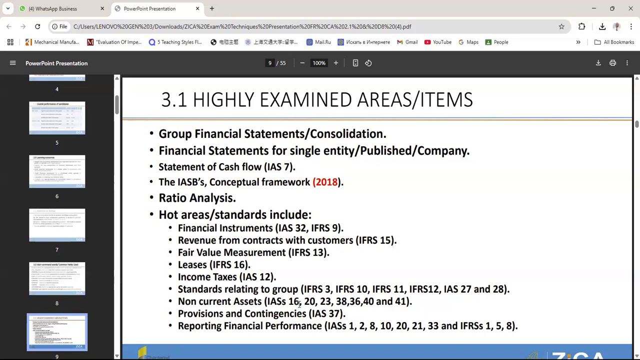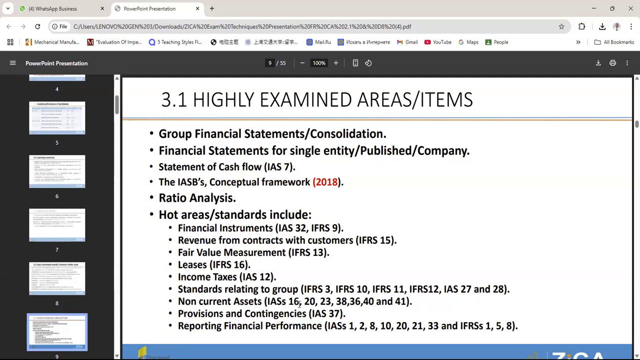The last one you are likely to be tested on is IAS 37, which is on provisions. IAS 37 is highly tested. So you have to know what is a provision. You have to know what is a contingent liability and a contingent asset. So it's very, very important that you know those three areas. Now you are going to see, I've given an example on that one.